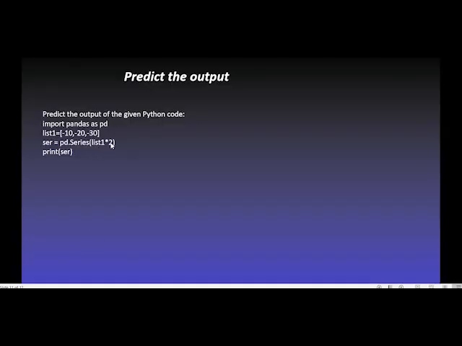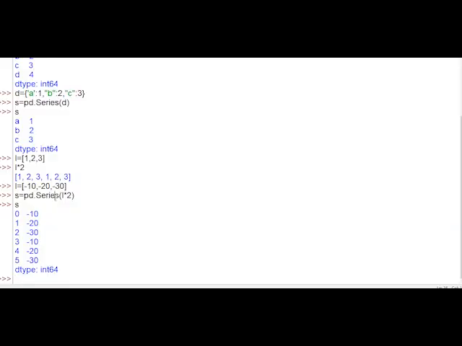Now, suppose I pass the index while creating the series, index as A, B, C. Now, what will be the output? It is L star 2. What is L? -10, -20, -30. So, L star 2 is -10, -20, -30, -10, -20, -30.